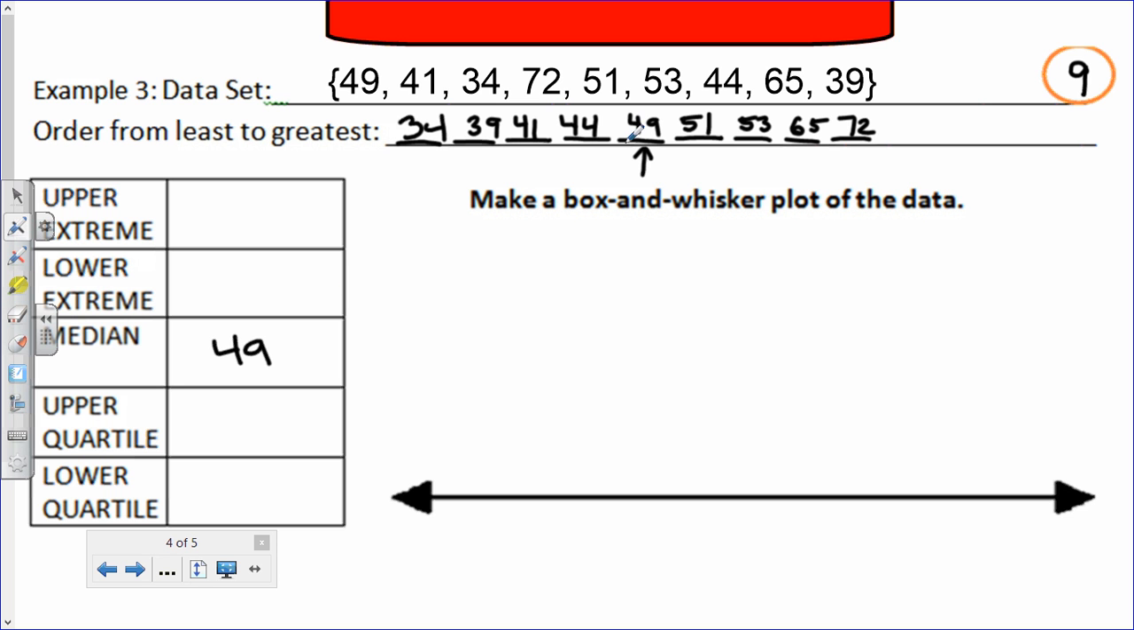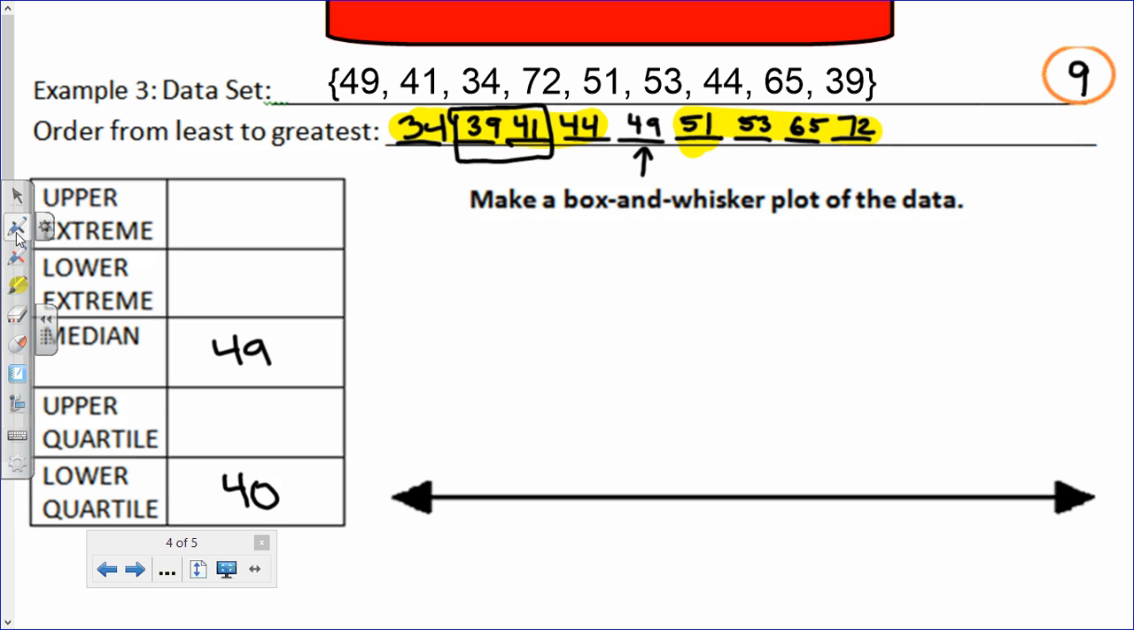And since it's an odd number, 49 isn't included in the lower or upper half. So these numbers are the only numbers I'm going to include in my lower half, and these numbers are the only numbers I'm going to include in my upper half. And between 39 and 41 for my lower quartile, I can visualize on the number line that 40 would be right in the middle.